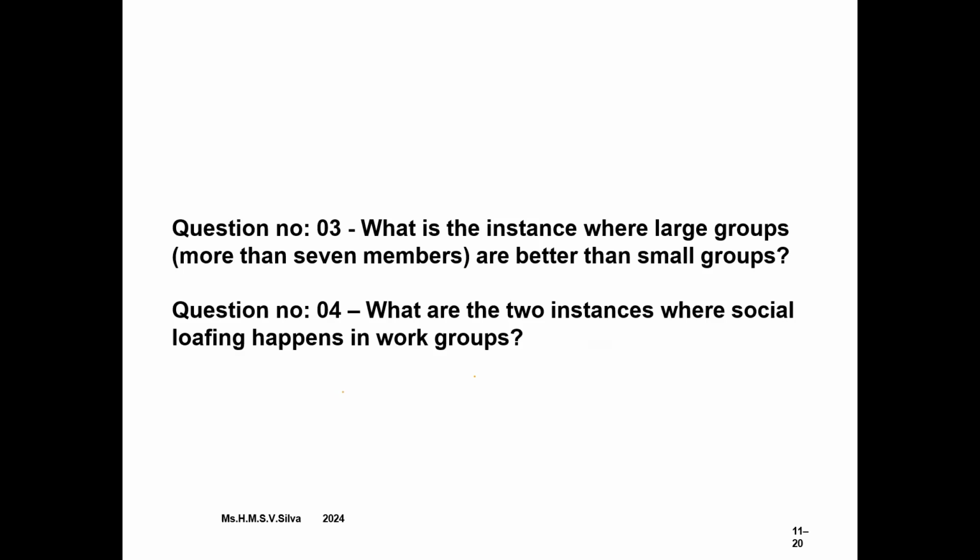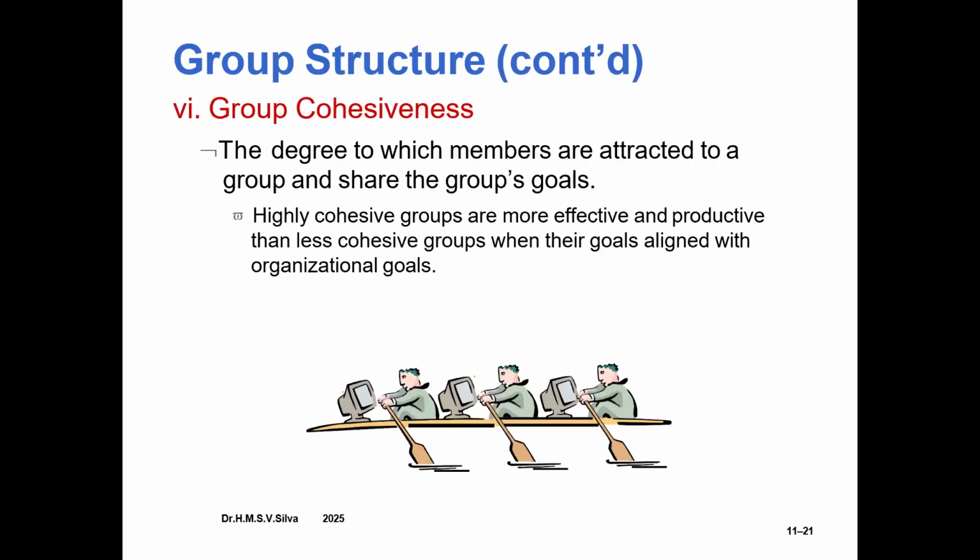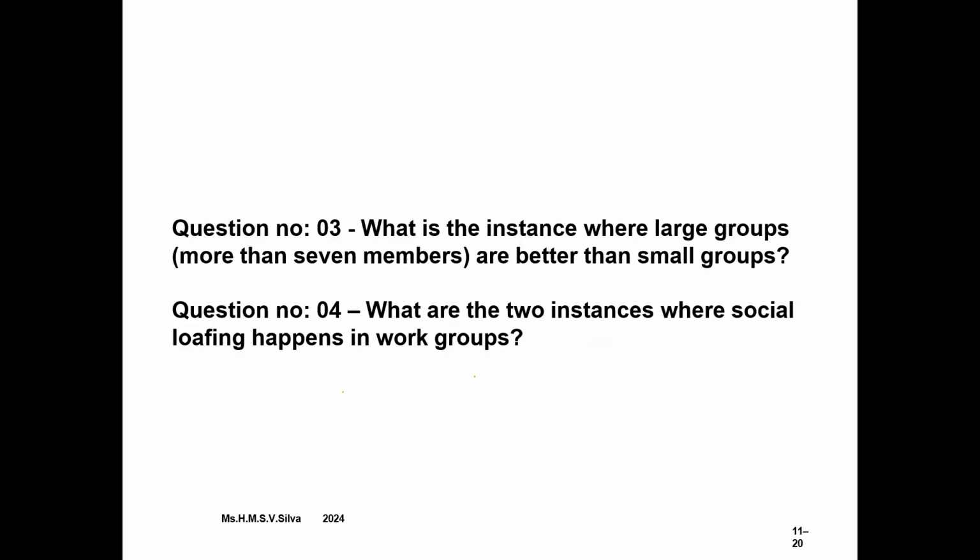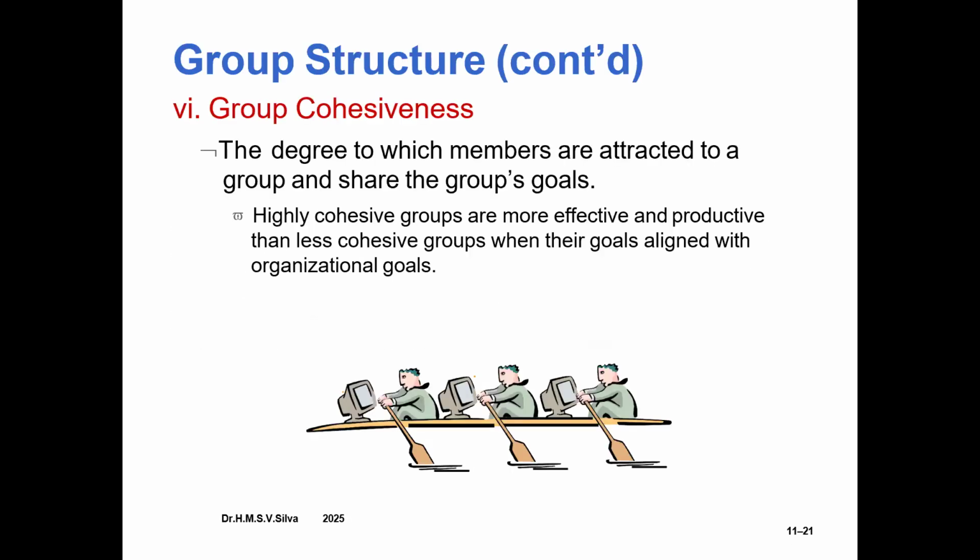Even though we work, if they are not appreciating our effort, why should we work? Then social loafing happens. Then group cohesiveness. Group cohesiveness is another important aspect of group structure, like the degree to which members are attracted to the group and share the group goal.